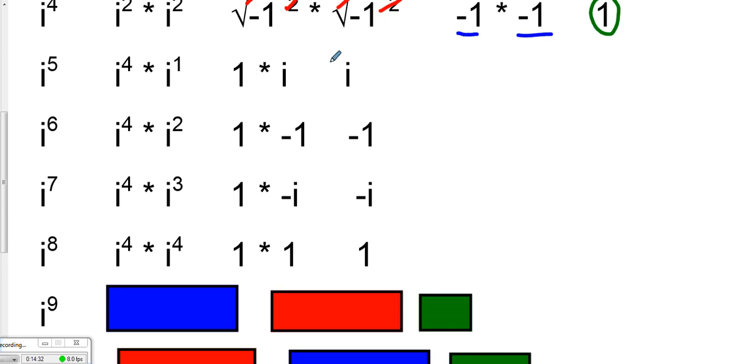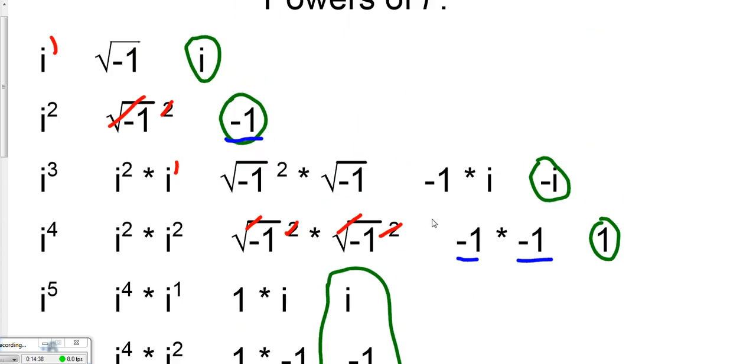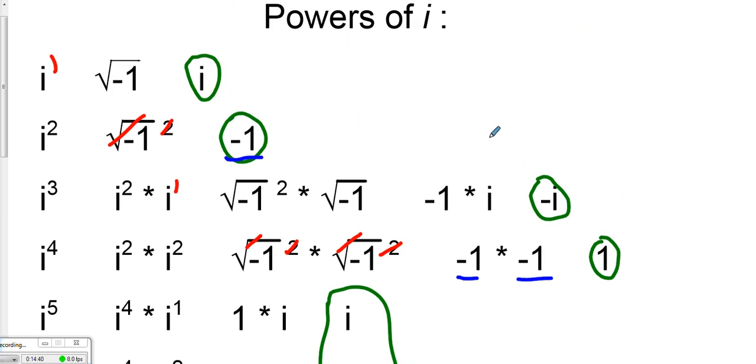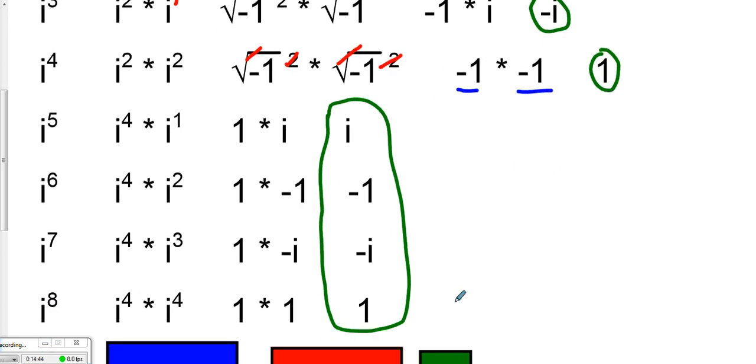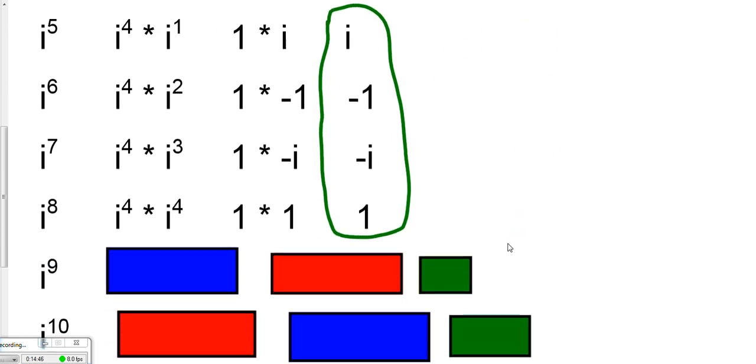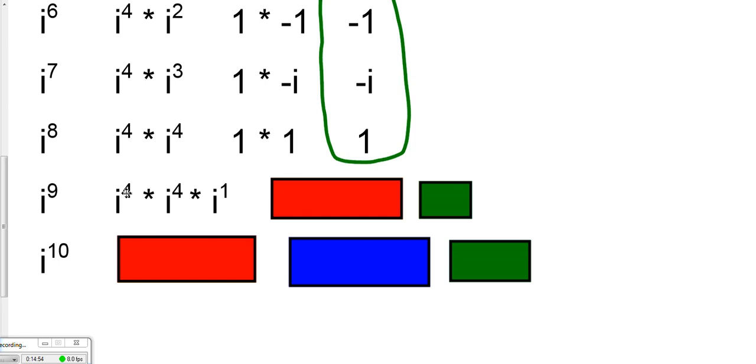Notice this pattern: i, negative 1, negative i, positive 1, is the same as these ones: i, negative 1, negative i, 1. We're just going to keep repeating this cycle as we go. But instead of thinking of it as repeating this cycle, notice all we're doing is taking out differing amounts of i to the fourth power.